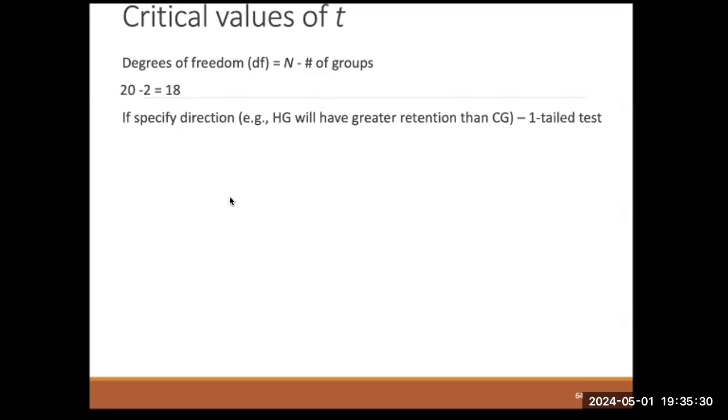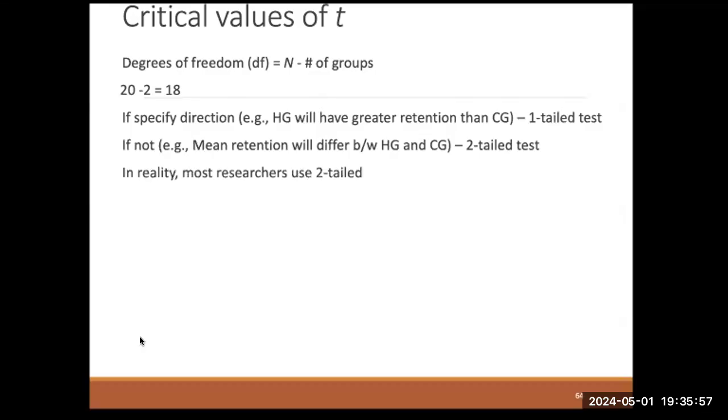If the hypothesis specified a direction, then you use a one-tailed t-test. If they did not specify direction, we just said there's going to be a difference. Specifying a direction means one will be greater than the other. If you know what you're testing for, then it's a one-tailed test. If you're just saying there's going to be a difference, we don't know which way it's going to go, then you have to use a two-tailed test. Most researchers do use a two-tailed test.